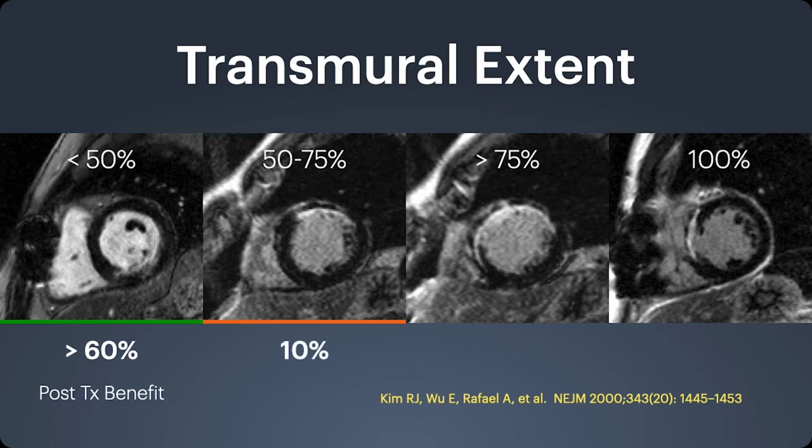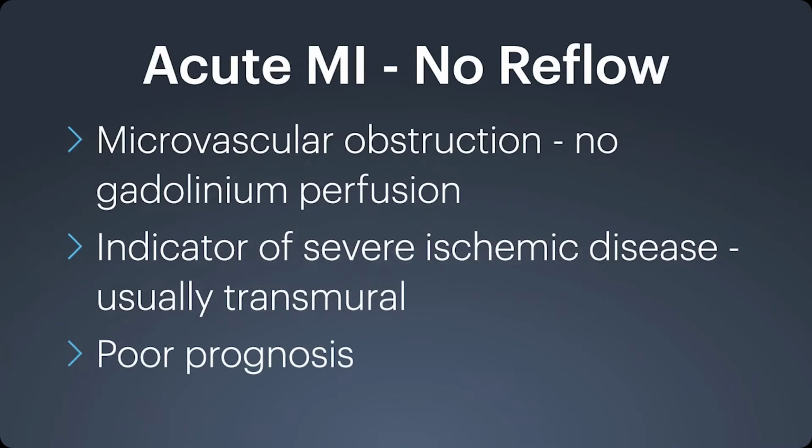Once you start getting above 50%, in the 50 to 75% range, the percentage of patients who actually derive benefit from intervention decreases. It drops to about 10%. Once you're above 75%, there's 0% benefit. That myocardium does not improve function. Now, there's a lot of factors that go into that beyond just the transmural extent, but this is certainly an important component of our evaluation on cardiac MR for viability purposes.